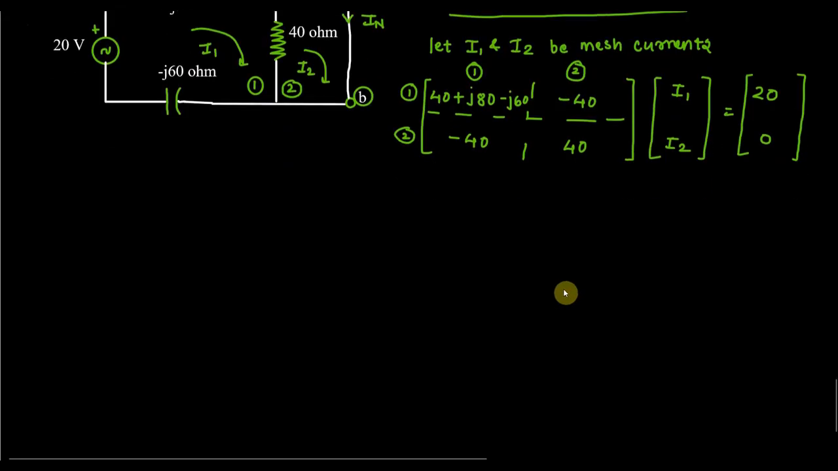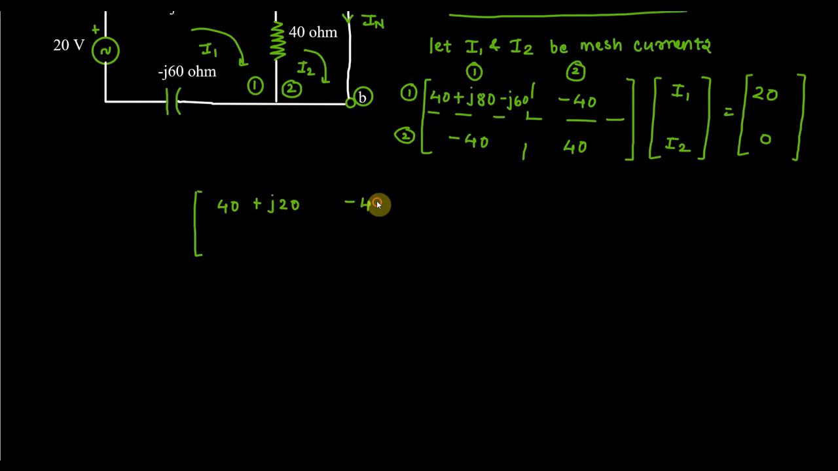Now you can rearrange this. So this will be 40 plus j80 minus j60, which comes out to be plus j20. Minus 40 will be as it is, this is minus 40, and this will be 40. This matrix multiplies the current matrix I1 and I2, and this should be equal to the voltage matrix. This is the KVL equations, or you can call it the mesh matrices.